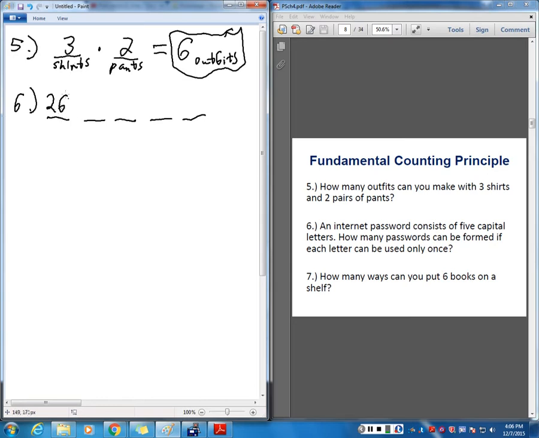Well, if I use a letter for the first slot, I can't use it for the other slots. So now I've got 25 left to choose from for the next slot. If I use a letter for the first slot and another letter for the second slot, I can't pick those letters again because the question says each letter can only be used once. So now I've got 24 to choose from. The next one I'll have 23 and the next I'll have 22. Multiply those together.